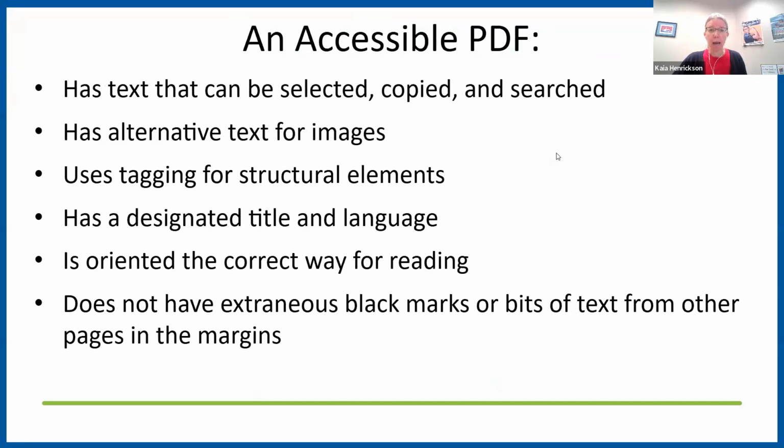In order for a PDF to be considered accessible, it needs these elements. So as we've already seen, you need text that can be selected, copied and searched. You have alternative text for any images, and alternative text is just a textual description of a picture that helps someone with low vision or who's using a screen reader to know what is in that picture. If an image is just there for decorative purposes, then you can also mark images as decorative, which means that they're not necessary to have that alternative text.